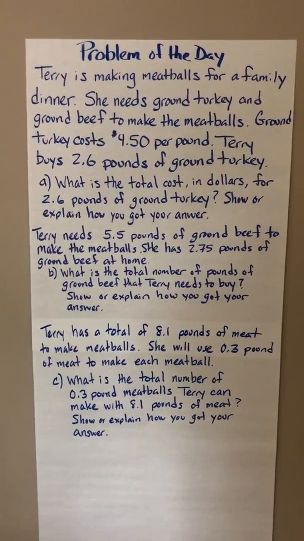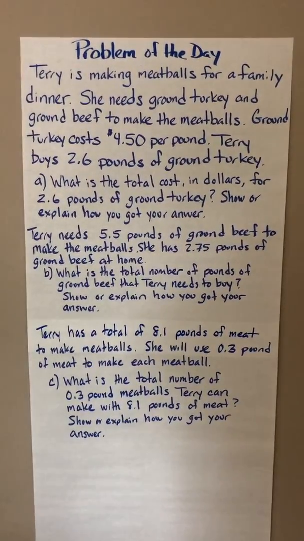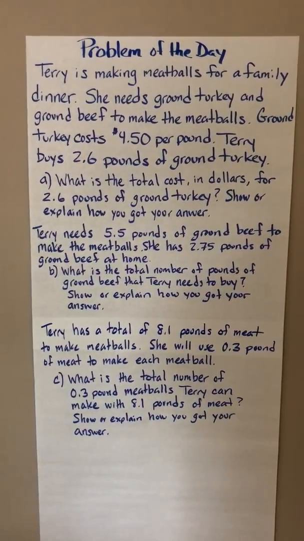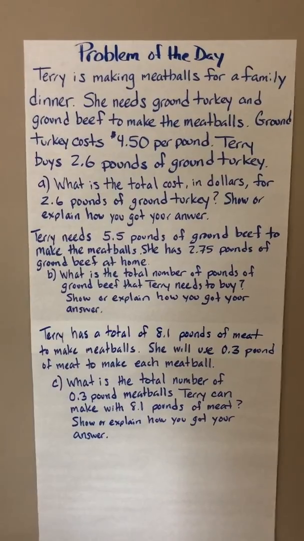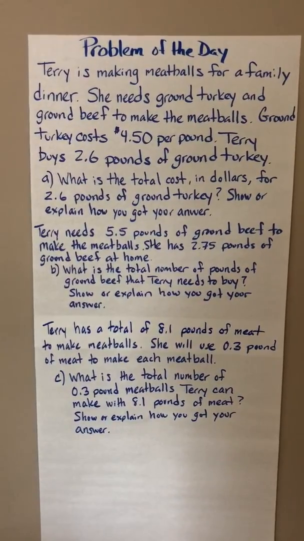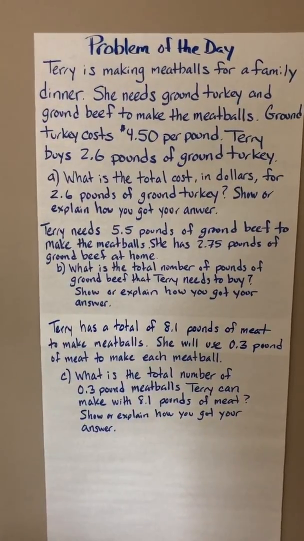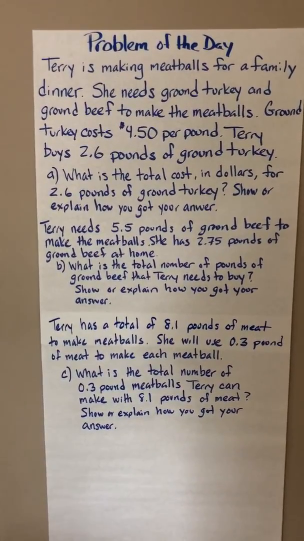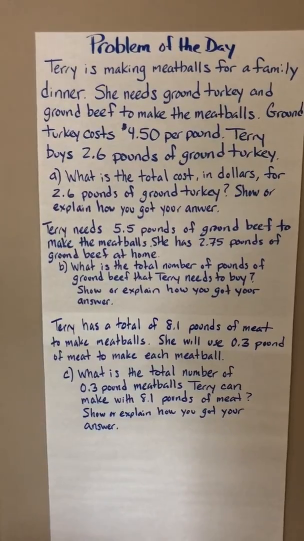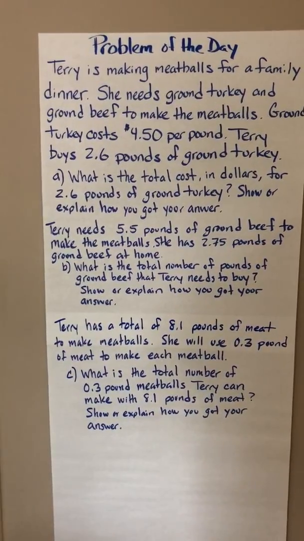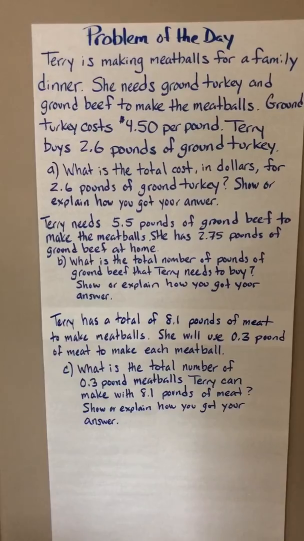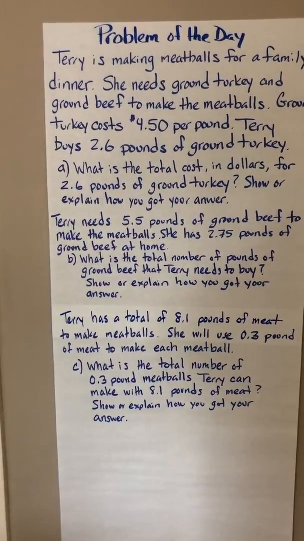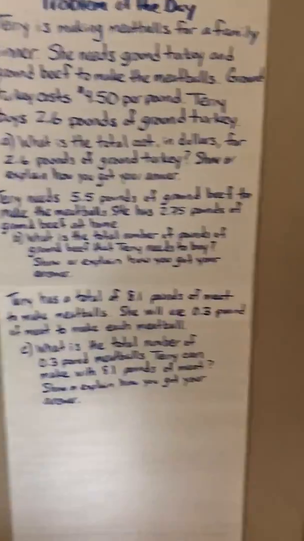Then it was Terry needs 5.5 pounds of ground beef to make the meatballs. She already has 2.75 pounds of ground beef at home. Part B says what is the total number of pounds of ground beef that Terry needs to buy. Show or explain how you get your answer. And the last part was Terry has a total of 8.1 pounds of meat to make meatballs. She will use 0.3 pounds of meat to make each meatball. Part C was the total number of 0.3 pound meatballs Terry can make with 8.1 pounds of meat.